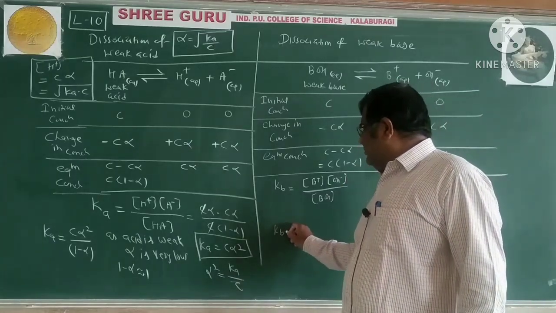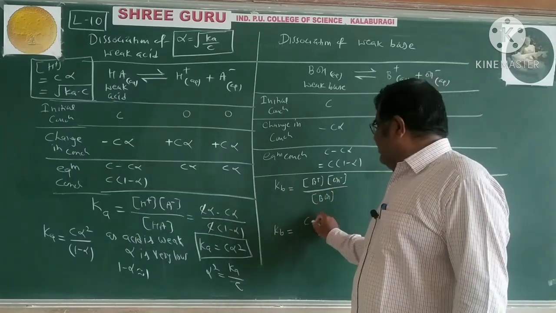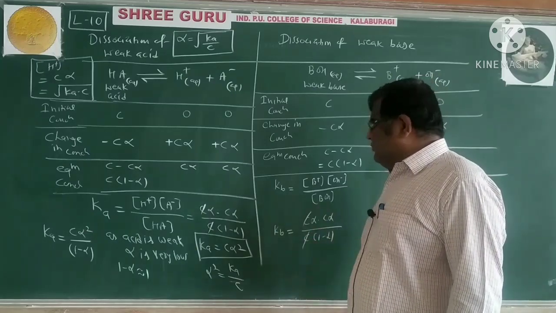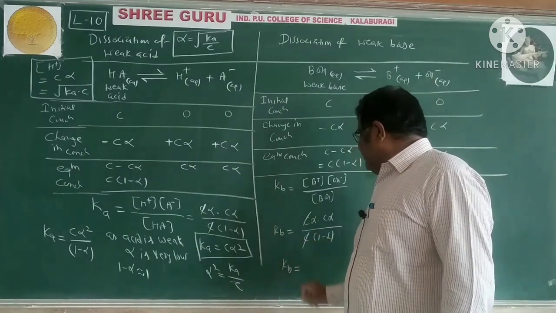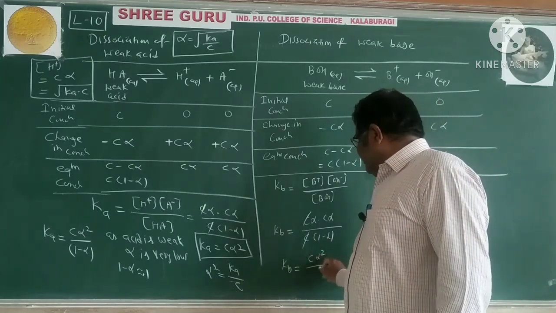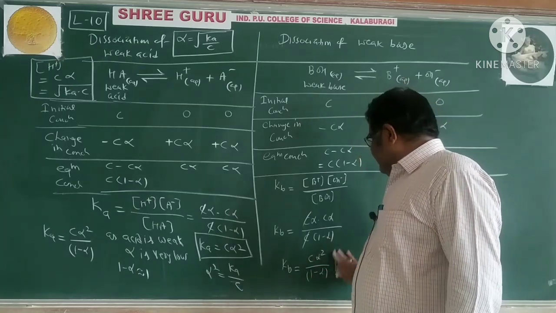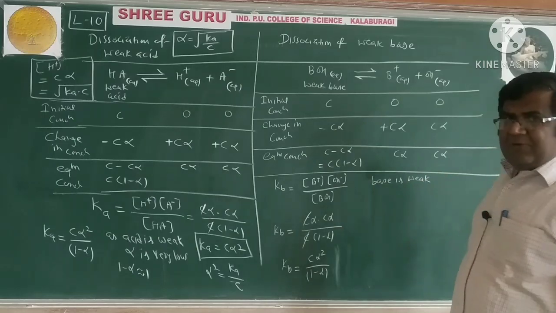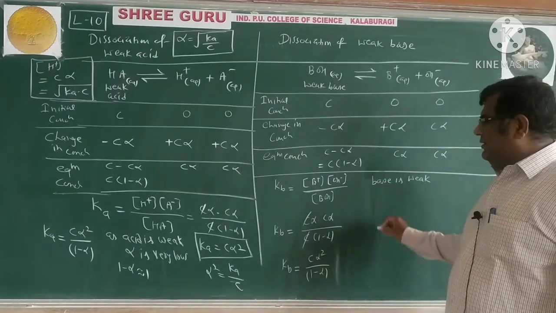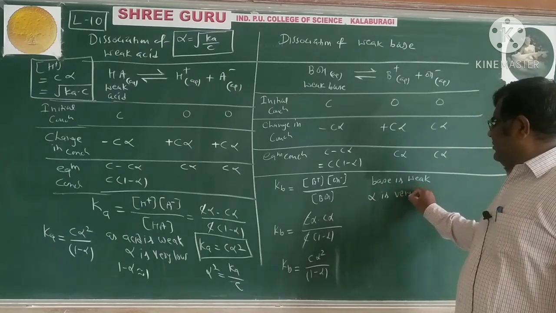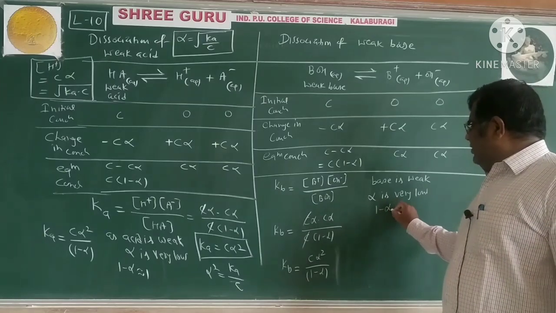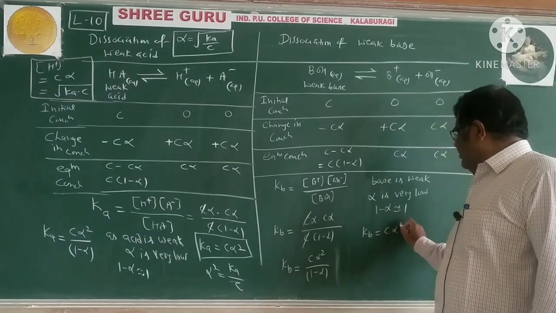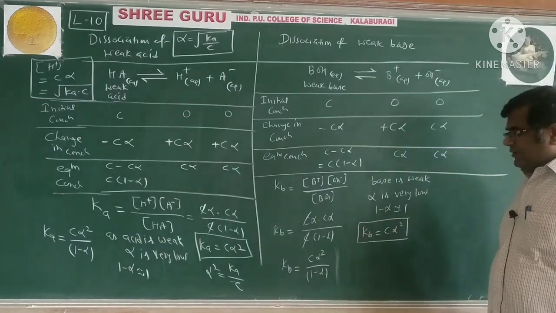So this Kb equals molar concentration of B plus, C alpha into C alpha, divided by BOH, which is C into 1 minus alpha. This C we can cancel. We can write Kb equals C alpha square divided by 1 minus alpha. Now, only if the base is weak will this equilibrium be established. That's why alpha, the degree of ionization, is very low. So 1 minus alpha is nearly equal to 1, and Kb is equal to C alpha square. That's what we get here.